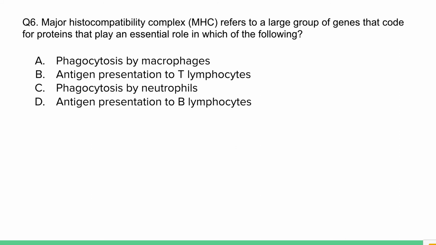Question 6. Major histocompatibility complex, or MHC, refers to a large group of genes that codes for proteins that play an essential role in which of the following? Once you're ready, you can unpause. This should be easy. MHC helps with antigen presentation to T lymphocytes.